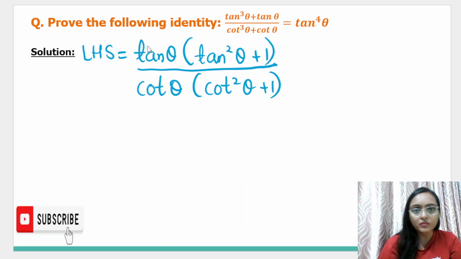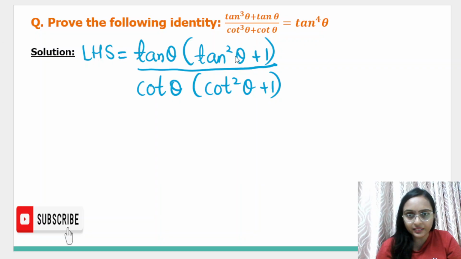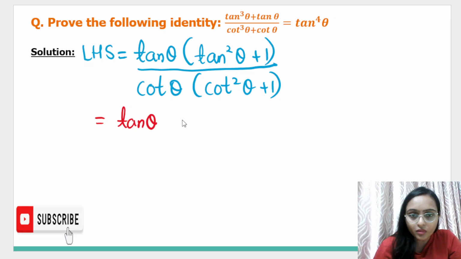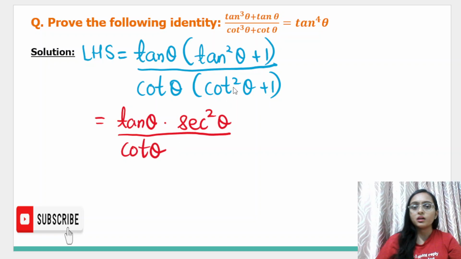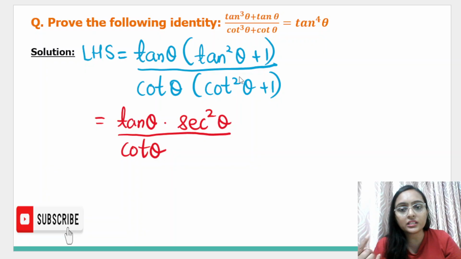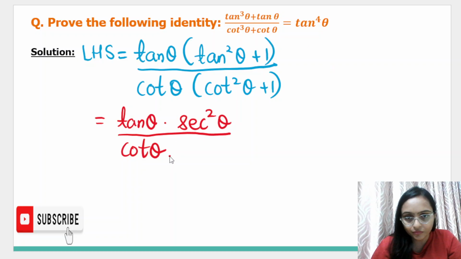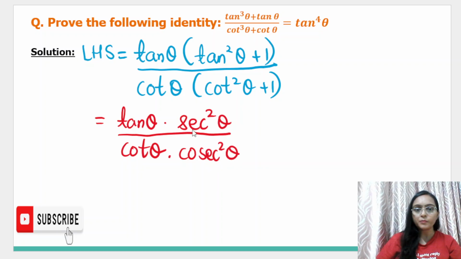Now, you know the trigonometric identity. So tan²θ plus 1 is equal to sec²θ. So sec² you get here. Similarly, cotθ and here you have cot²θ plus 1. So 1 plus cot²θ is cosec²θ. We have just used trigonometric identity, right?